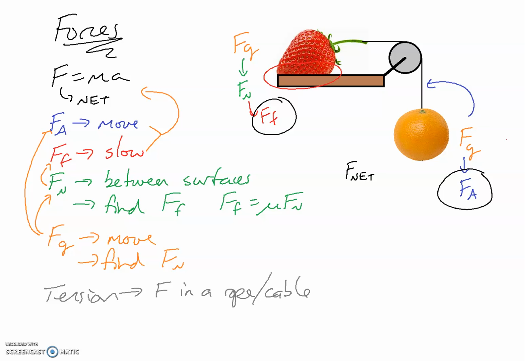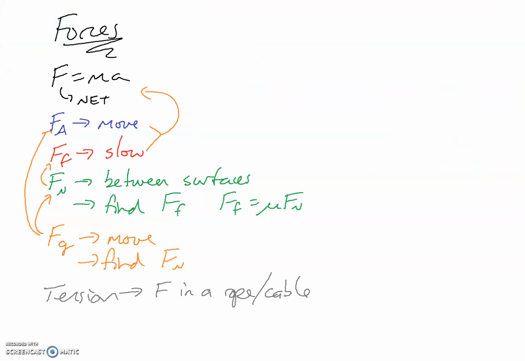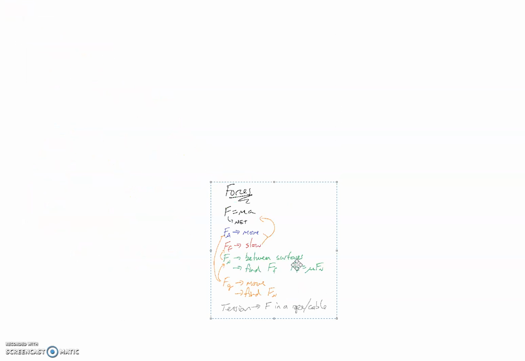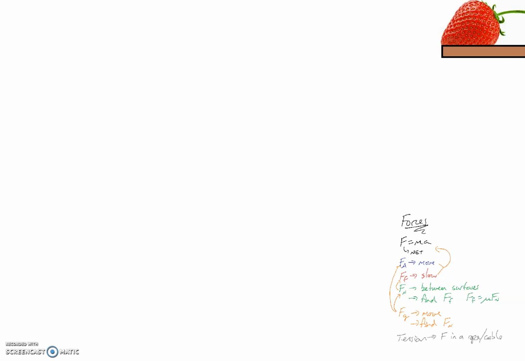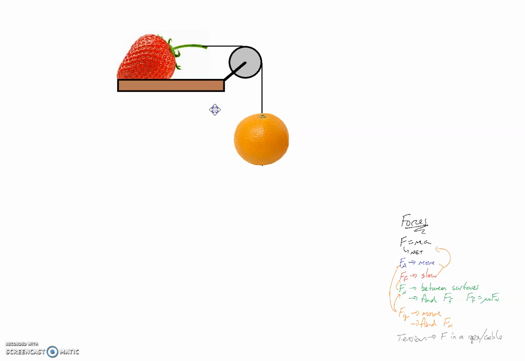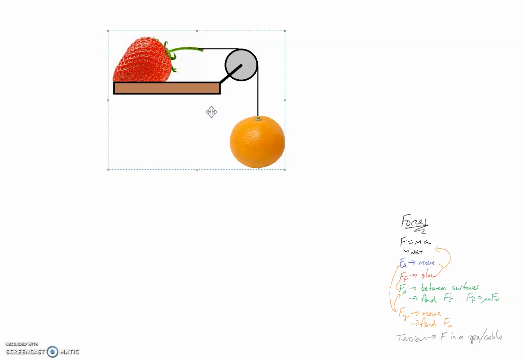So let's take this situation. Let's get rid of a few things here. Let's clean this up a little bit. We'll get rid of this and delete that. I'm going to take this, shrink it down, and stick it in the corner here for reference. And let's take that situation and work through it, and we'll see how these things can be found and work together. So here's my strawberry and orange again.